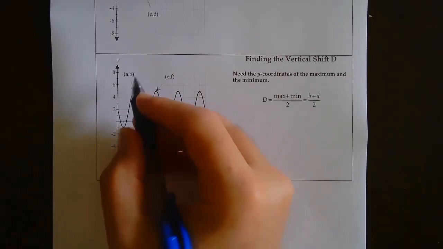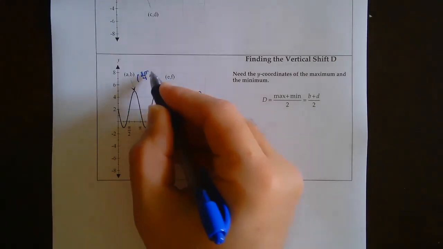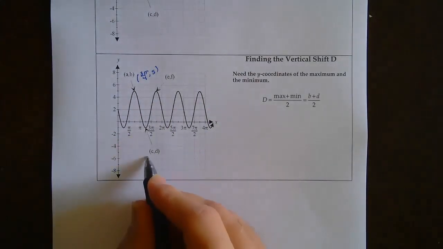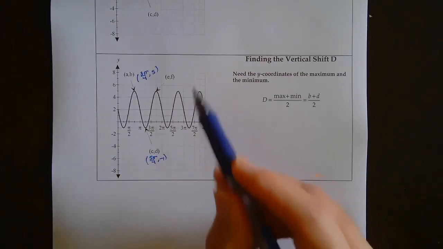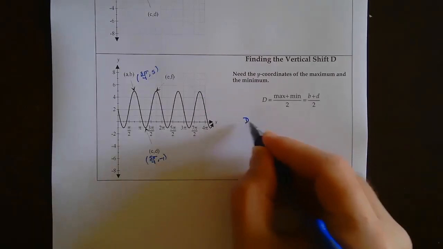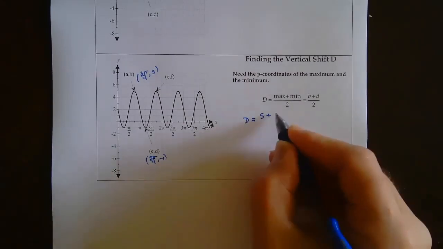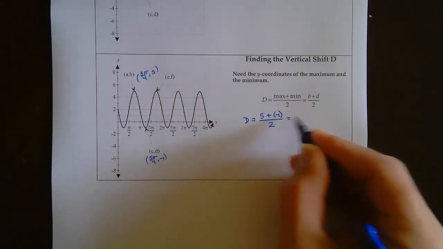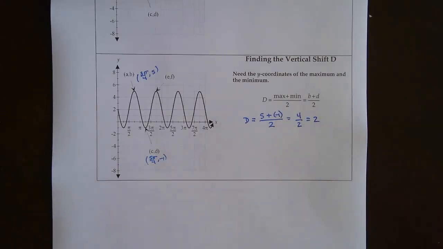So we know from earlier that this point right here is 3 pi over 4, comma 5, and this minimum right here is 5 pi over 4, comma -1. So what's the average of this 5 and -1? That's our d value. We're going to take 5, add our minimum, which is -1, and divide by 2. So 5 plus -1 is 4, divided by 2, and that gives you 2. So now we know our A, we know our B, we know our C, and we know our D.